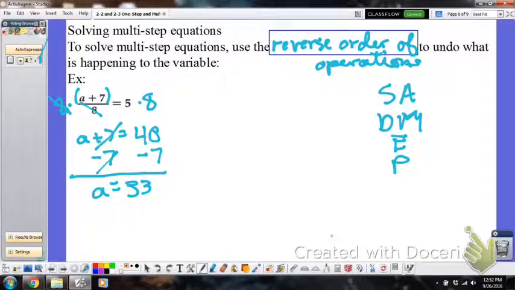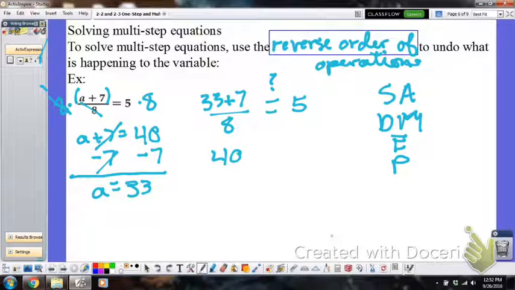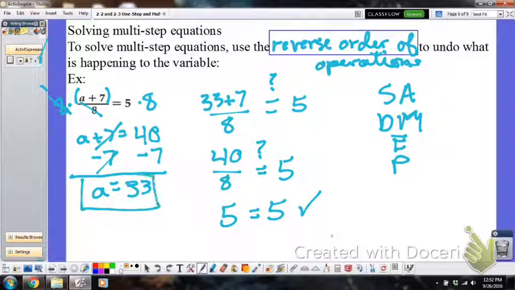Again, ladies and gentlemen, we can check this real quick. Substituting a positive 33 into my equation. So I have 33 plus 7 over 8. I'm going to find out if that is equal to 5. 33 plus 7 is 40. So I'm finding out if 40 over 8 is equal to 5. 40 over 8 is 5. So 5 is equal to 5. We're good. My solution is A is equal to 33.